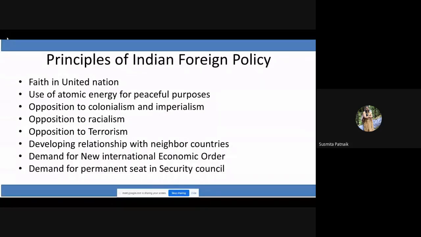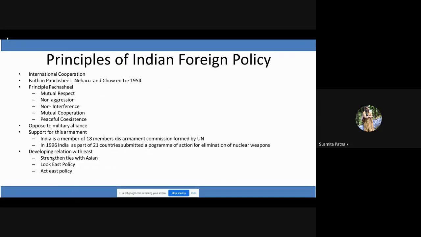It has adopted a certain type of economic order at the international level. Then it always has a craze to get a seat, and that seat is the permanent seat in the Security Council. It wants to be a permanent member of the Security Council. So these are the principles of Indian foreign policy.